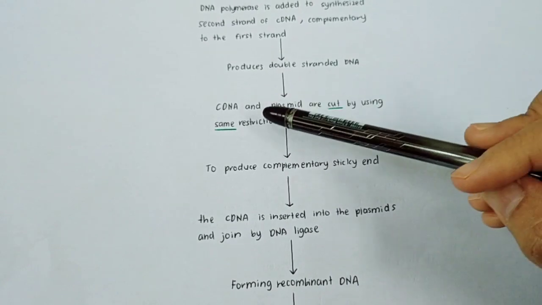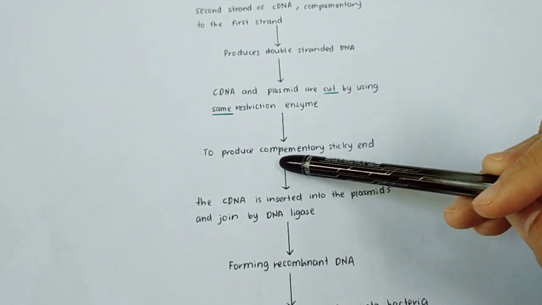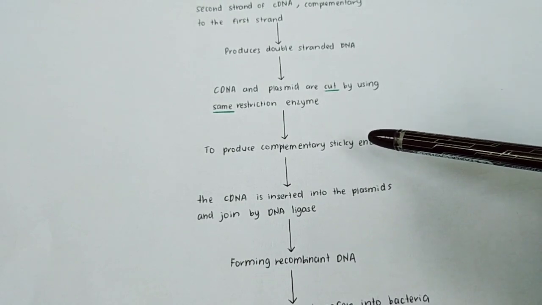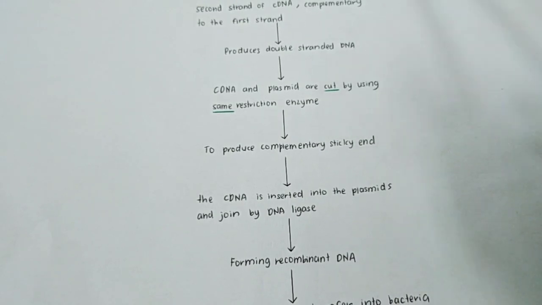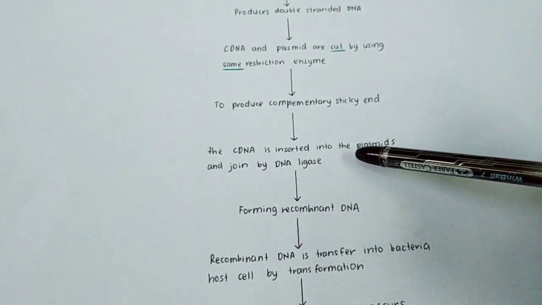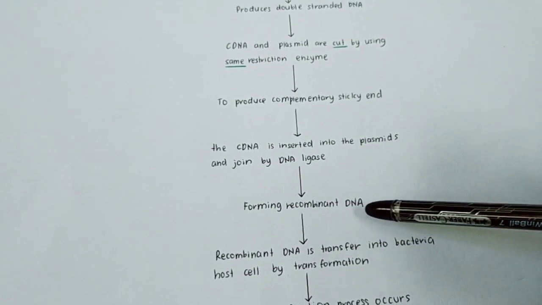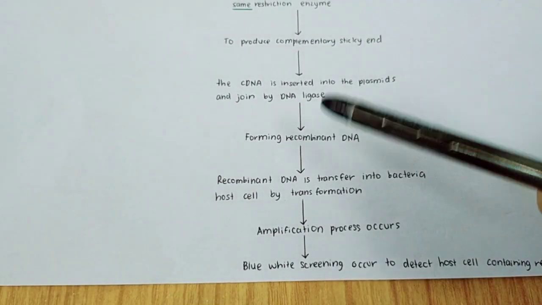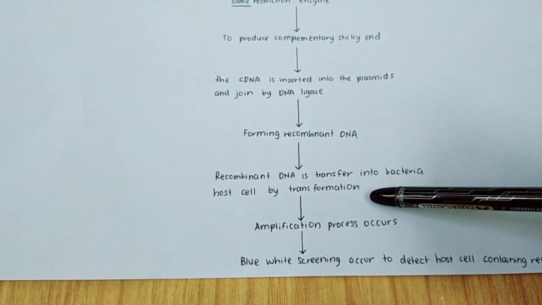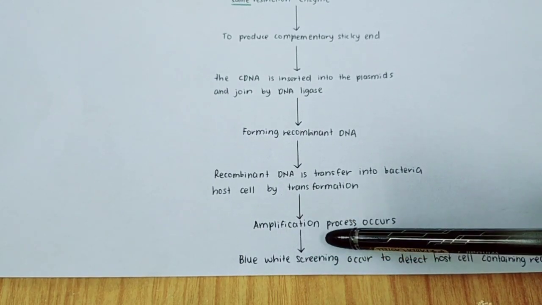Okay, so once cDNA and plasmid are cut by using same restriction enzyme, it will produce complementary sticky end. So remember, yang akan hasilkan sticky end adalah restriction enzyme that we call as EcoR1. And then the cDNA is inserted into the plasmid and joined by DNA ligase, forming recombinant DNA. Okay, then recombinant DNA is transferred into bacterial host cell by transformation. Once recombinant DNA is transferred into the host cell, amplification process occurs.